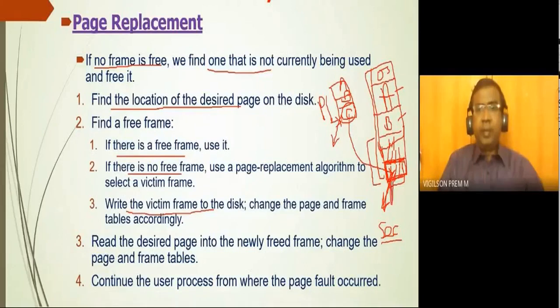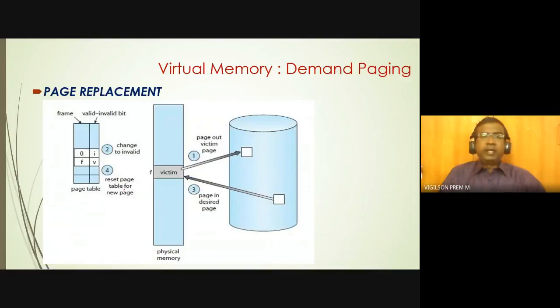Okay. Now that particular block will go to secondary storage. Change the page and the frame tables accordingly. Of course, the page table and its entry for the corresponding frame will be changed accordingly. Now read the desired page into the newly freed frame. Okay, now we are copying the block from C into main memory. Change the page and frame tables accordingly. Continue the user process from where the page fault occurred.